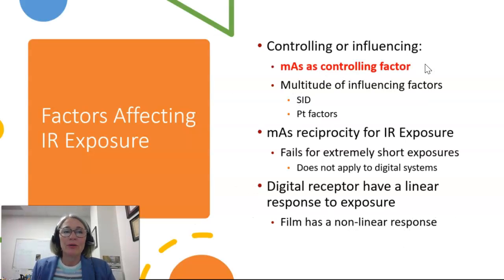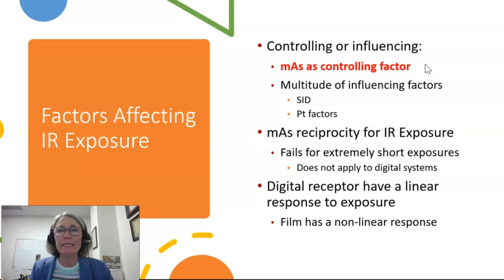So here, factors affecting IR exposure. We've already talked about this in the past, but let's review it. The controlling factor is mAs. If you are looking to change your number of photons, you are going to deal with mAs. If you need to increase your IR exposure, you are going to change your mAs. Now your kVp is going to be set based on the body part and the thickness of that body part. So the energy is the penetrating power. The mAs is how many photons you need to expose the IR properly.